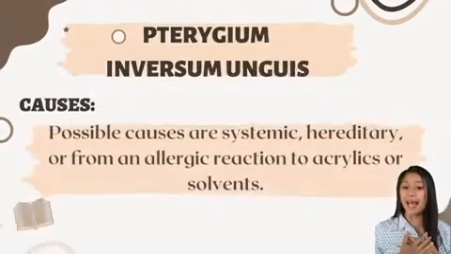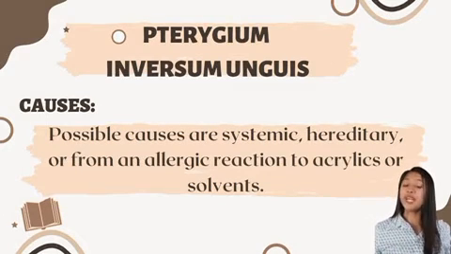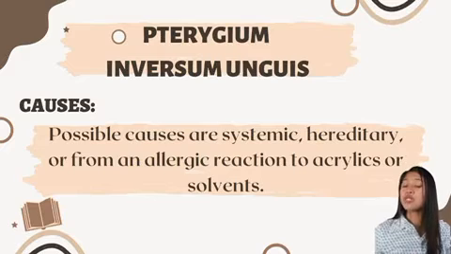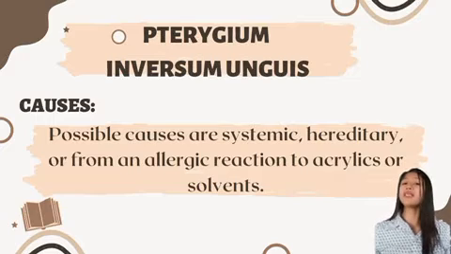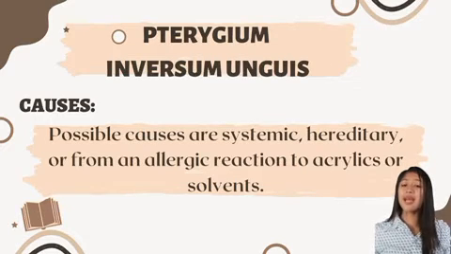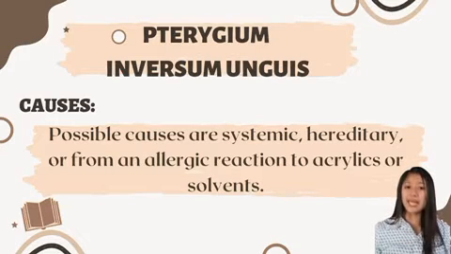Good day everyone, I am Nicole Kate Sirebanal and I'm going to discuss the next disease, which is Pterygium inversum unguis or PIU. What causes Pterygium inversum unguis? It is an acquired condition characterized by a forward growth of the hyponychium, with leaf tissue firmly attached to the underside of the nail plate, which contains a blood supply and nerves.